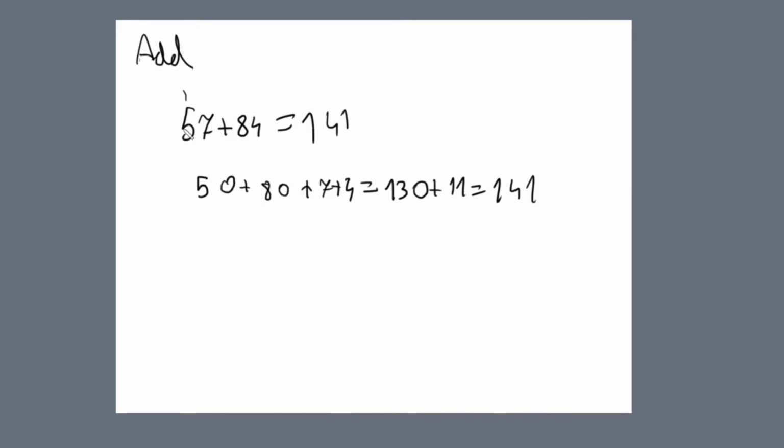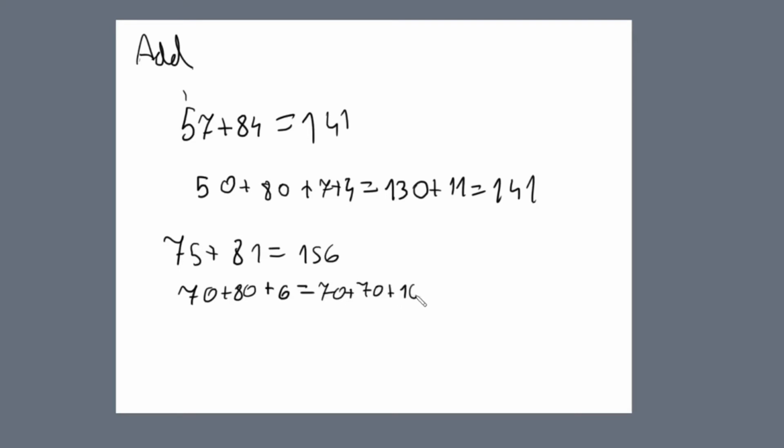If you try to do them in your head like this, you're going to get better at it. For example, 75 plus 81. That'll be 156. And the way I did it is 70 plus 80 plus 6 is equal to 70 plus 70 plus 16, and that is 140 plus 16, and is equal to 156.